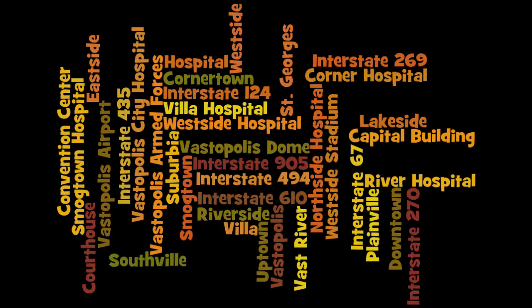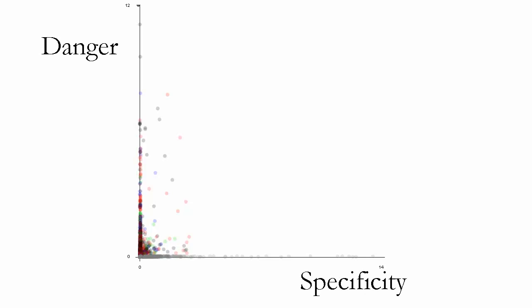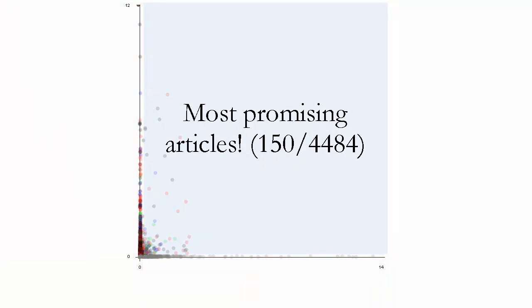I'm scoring articles according to 2 dimensions. Specificity, that is, do they talk about Vastapolis, and danger, that is, do they mention some form of threat, and further down, what kind of threat that is: hacking, hijacking, bombs, etc. With those 2 dimensions, I can represent them in a scatter plot. In this area here are all the articles that don't relate to Vastapolis, and those here are those who don't indicate a threat. And that area here is where we'll start, and we've narrowed our selection to about 150 articles.